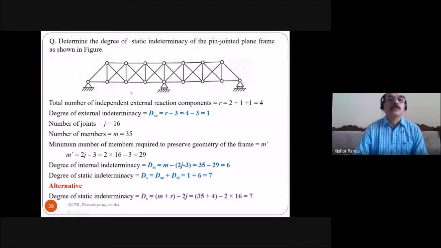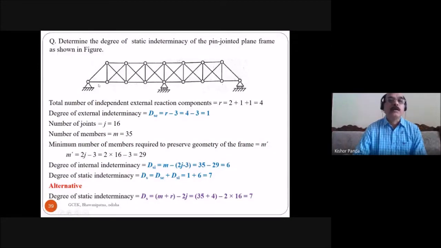Today we'll discuss some examples on pin jointed plane frame, pin jointed space frame, rigid jointed plane frame, and rigid jointed space frame. So this is example 1. Determine the degree of static indeterminacy of the pin jointed plane frame as shown in figure. So this is your pin jointed plane frame, and you have to find out the degree of static indeterminacy of this frame.